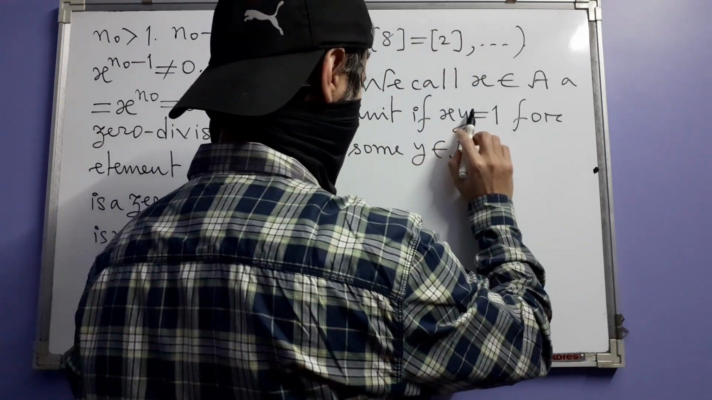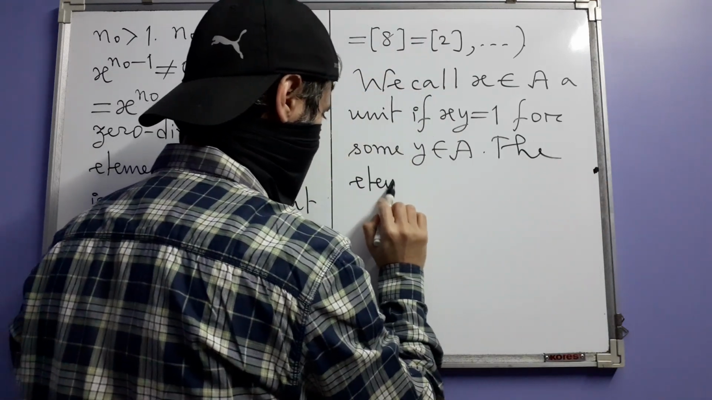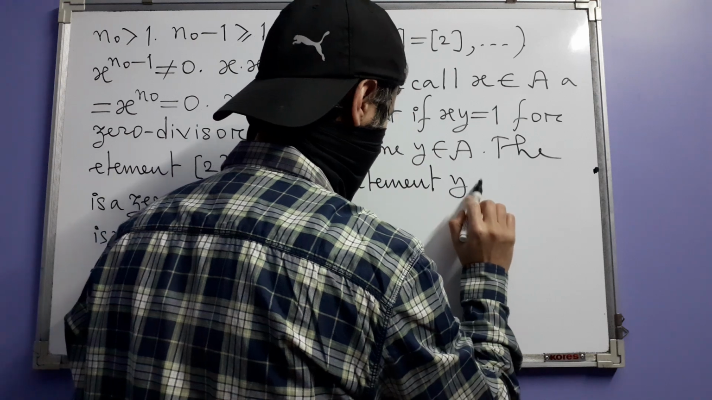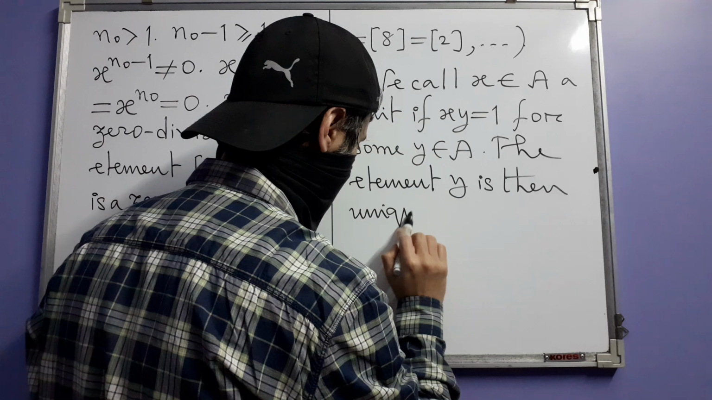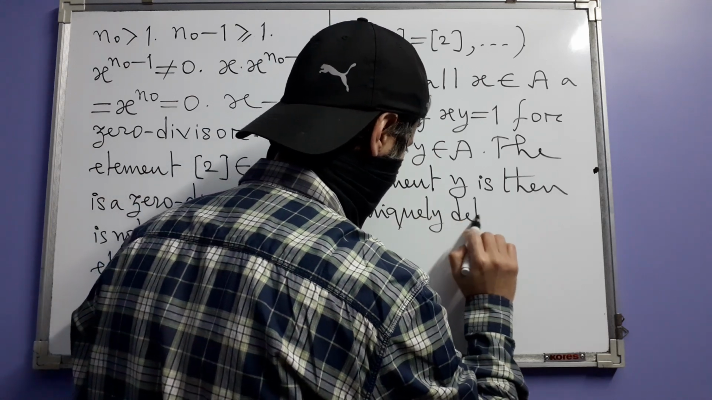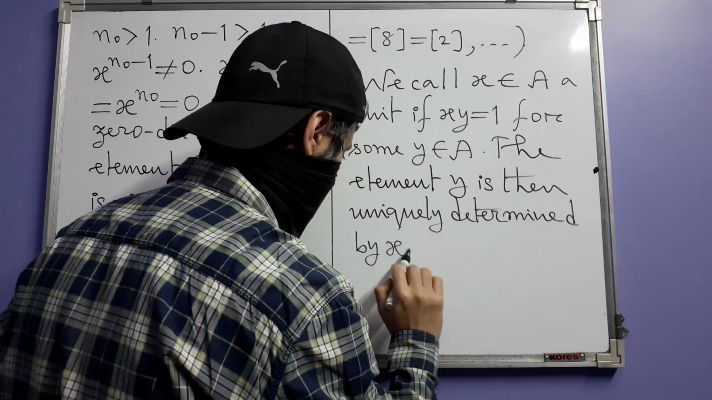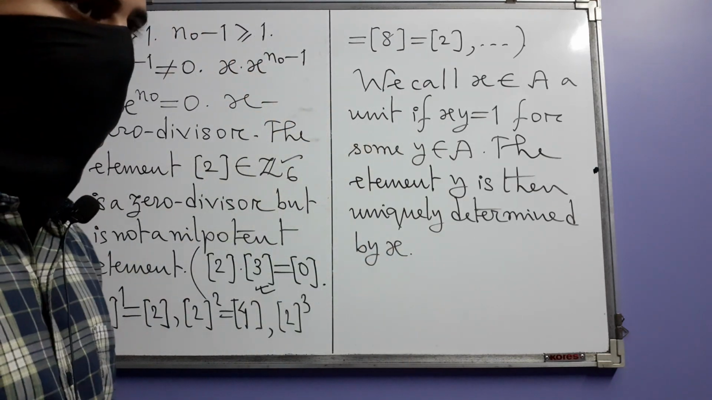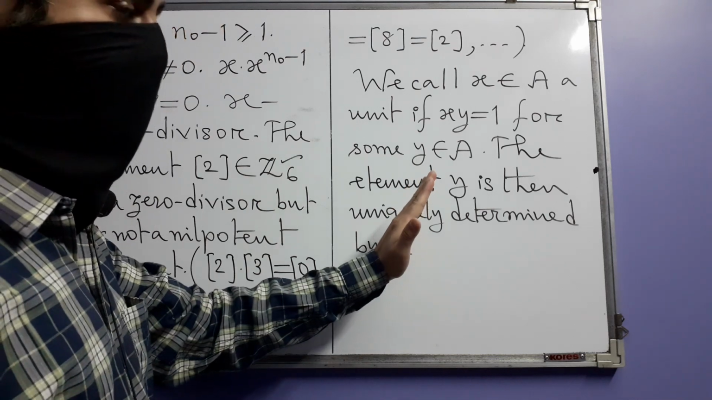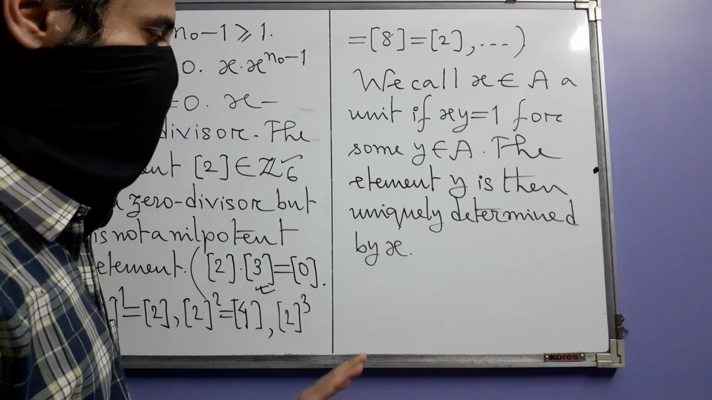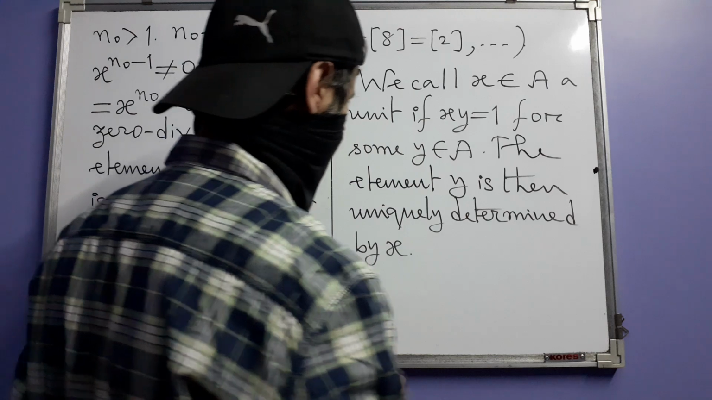So once you have this y, the element y is then uniquely determined by x. That is just like additive inverses are unique of elements in a ring, multiplicative inverses, if they exist, are also unique. We have already shown this before, okay, I am not going to repeat it again. This is something we should know.